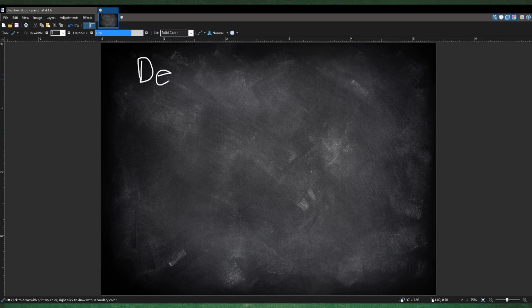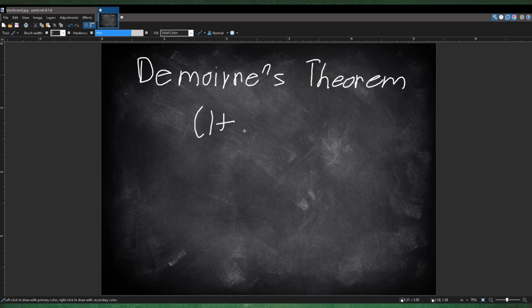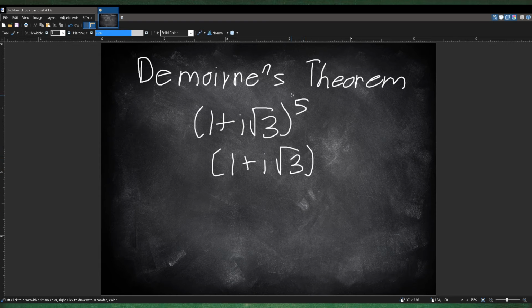I might be mispronouncing it, but it's called the De Moivre theorem, which helps us find something like, let's say you have (1 + i√3)^5. You want to find a complex number raised to a power.